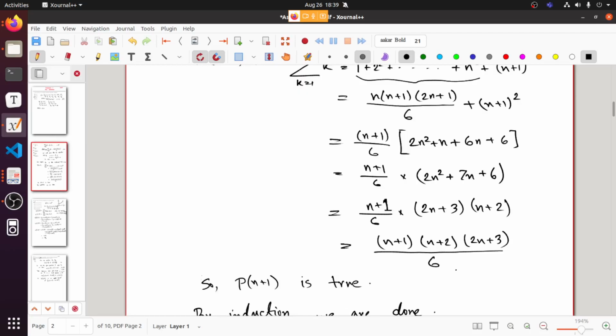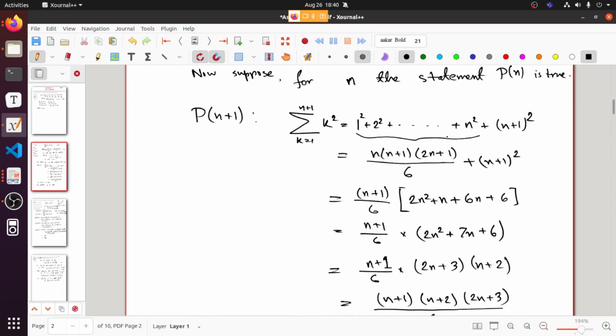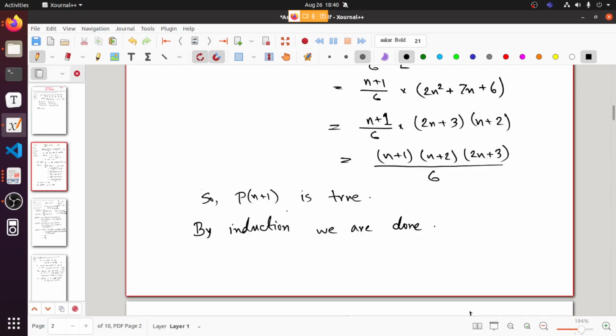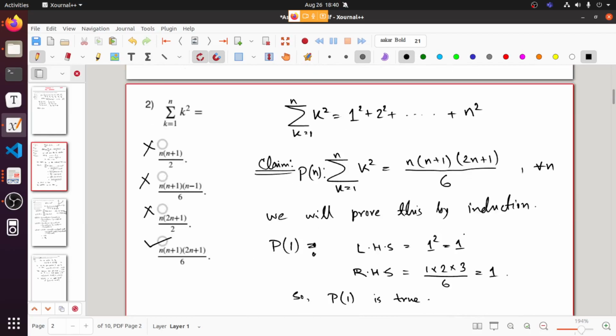So what you get overall is n plus 1 into n plus 2 into 2n plus 3 by 6. Now if you check the statement and put n equals n plus 1, you get n plus 1, n plus 2 into 2n plus 3 by 6. So assuming it for n, we have proved that Pn plus 1 is true. By induction we are done, right? So we have claimed that this is true. Option number 4 is correct: the sum of squares of the first n natural numbers is n into n plus 1 into 2n plus 1 by 6. Okay.